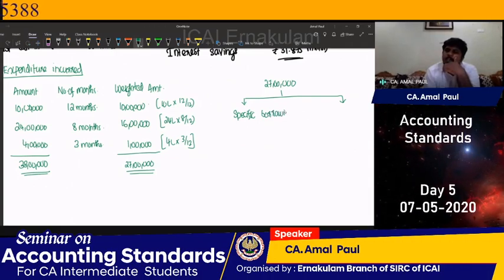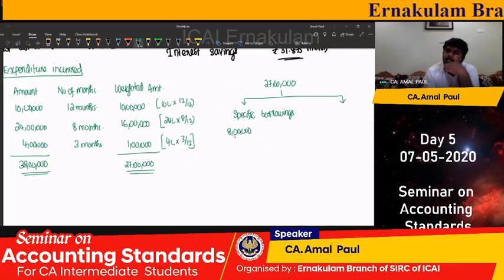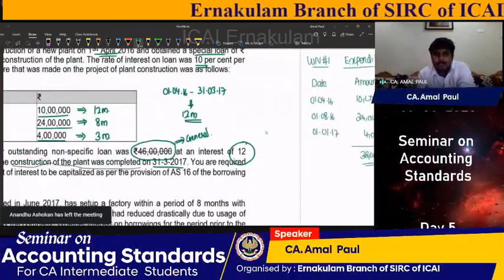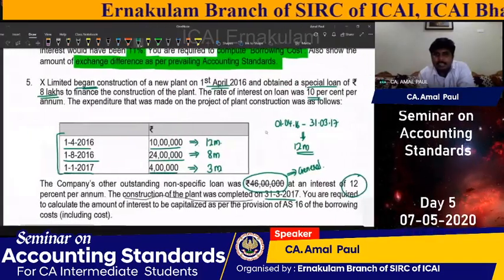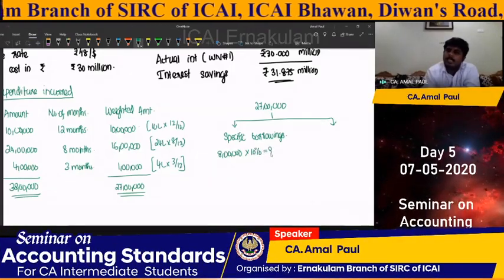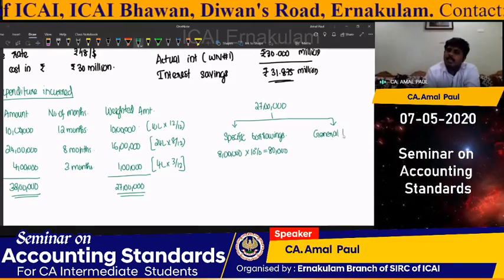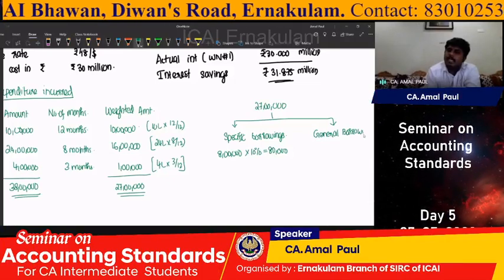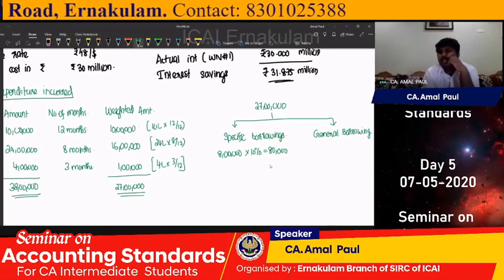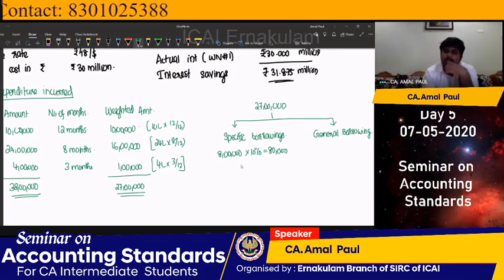Out of the specific borrowing, what can you capitalize? Actual borrowing cost, that is 8 lakhs into what is the interest rate applicable for specific borrowing? That is 10%. You can capitalize 80,000 for this. So what will be the utilization from general borrowing? The utilization from general borrowing will be 27 lakh minus 8 lakhs, that is nothing but 19 lakhs.